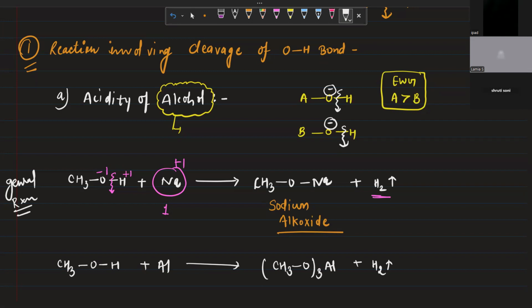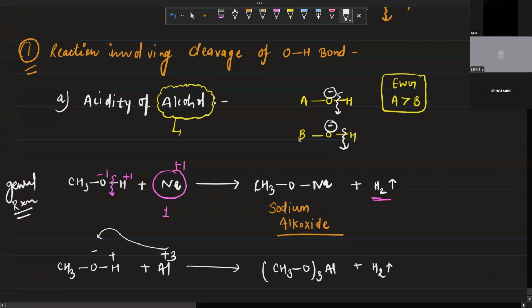Do you understand how? The bond breaks between oxygen and hydrogen, right? This is minus and this is positive, while aluminium is having plus 3. So after cross multiplication, the 3 comes under CH3O. So these are the two reactions to identify the presence of acidity of alcohol. Okay, this is the first reaction.